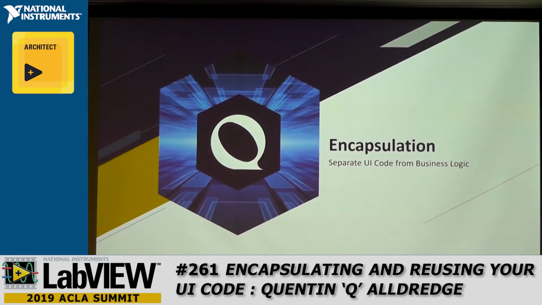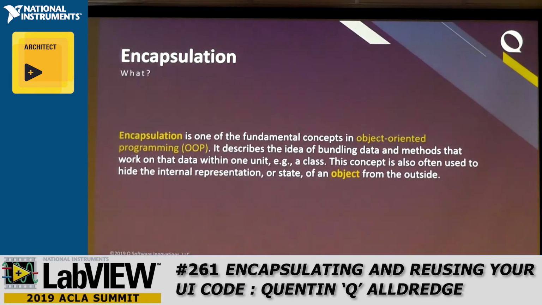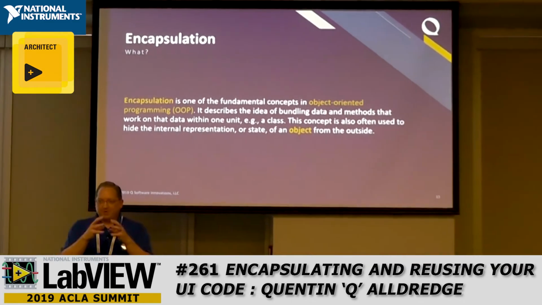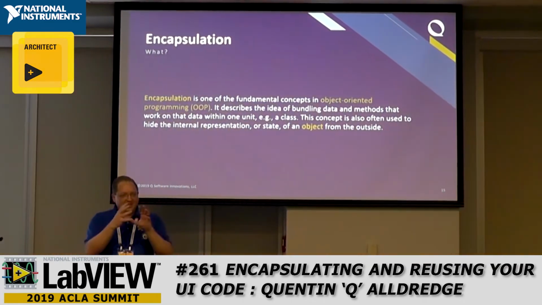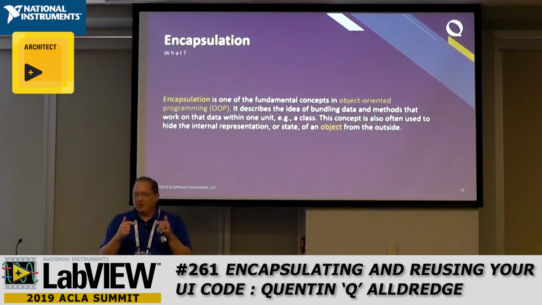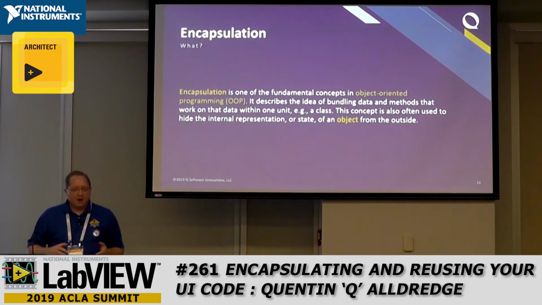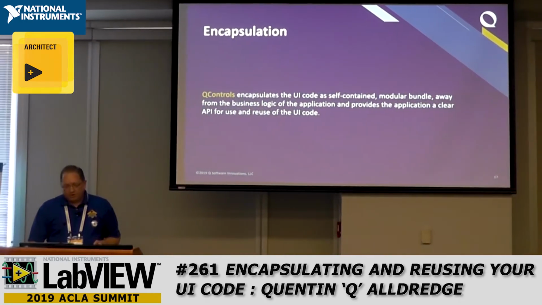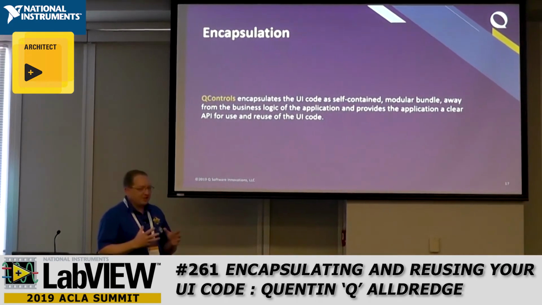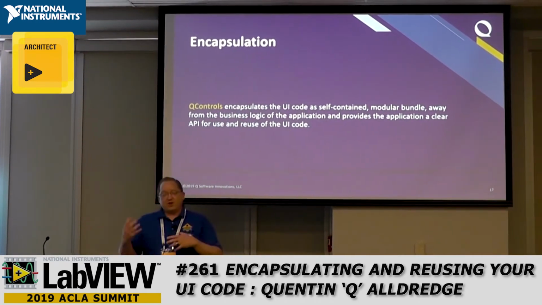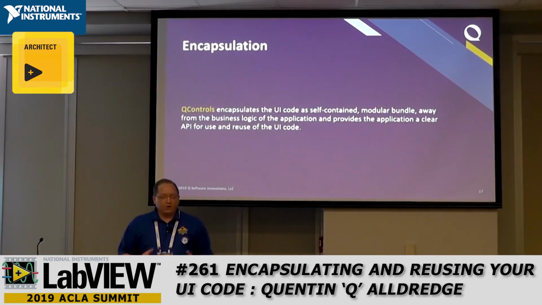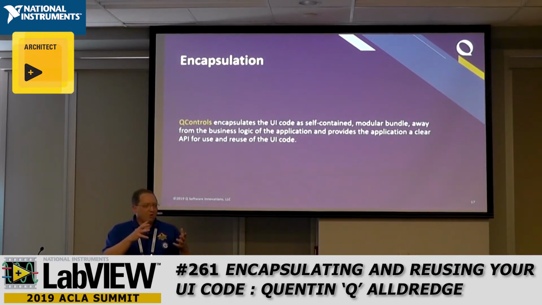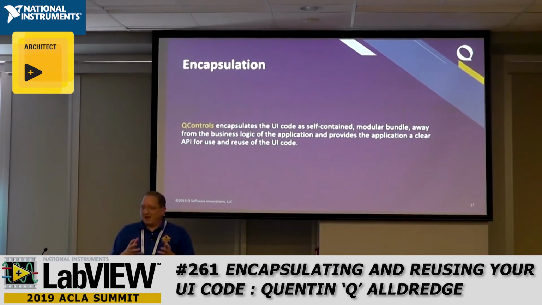Now let's talk about encapsulation and why you want to do that. So what is encapsulation? Well, just what you think, like a capsule. You try to keep all of the code necessary inside the capsule and only have certain ways to get into it. And object-oriented programming, that's one of the main concepts of it. So queue controls encapsulate your UI code so that you can then turn around and reuse that code wherever you need to. And another thing that's unlike an X control is it doesn't lock the skin or the look of the control in with that code.